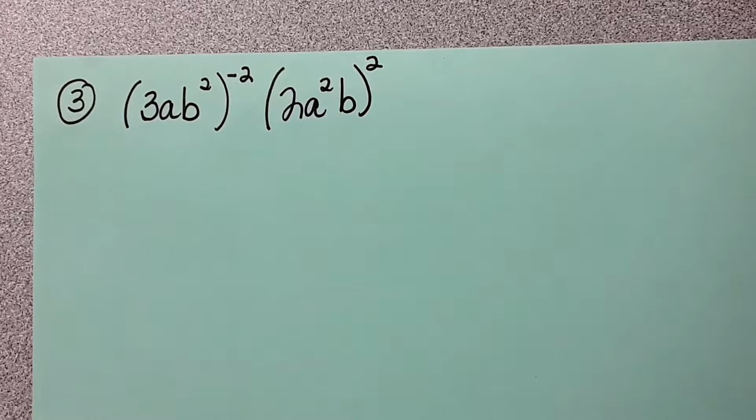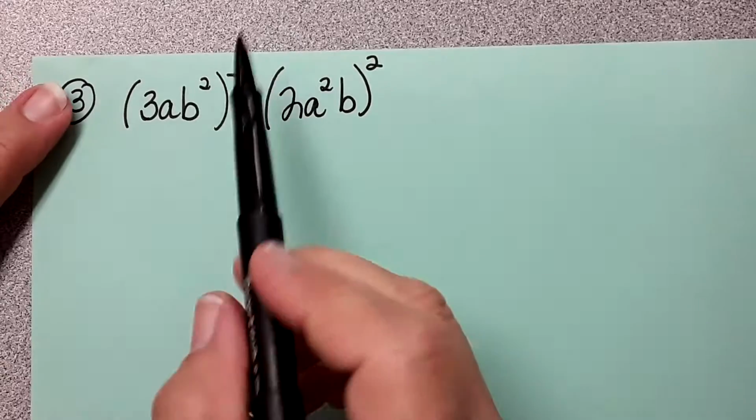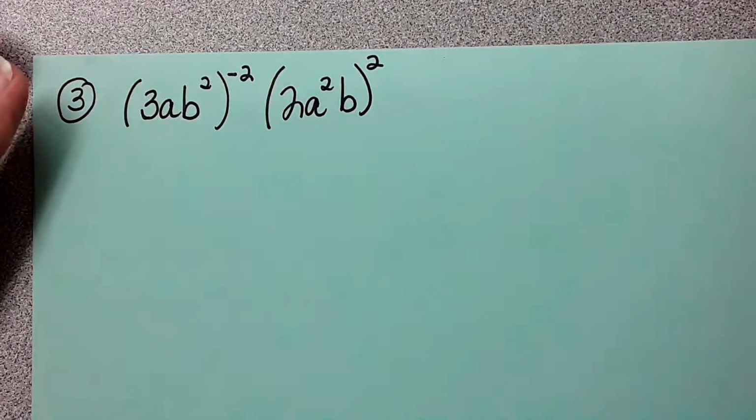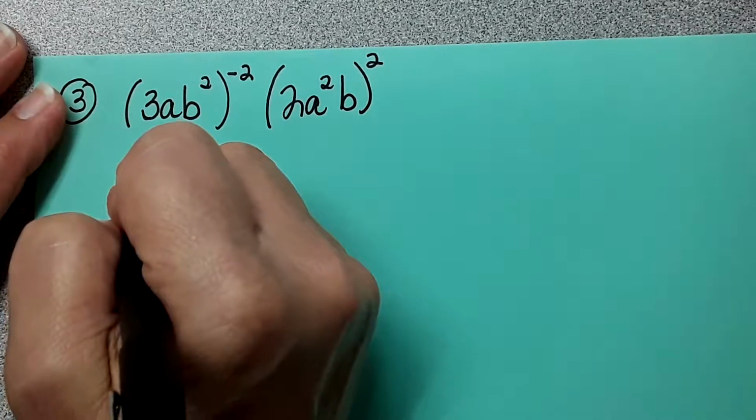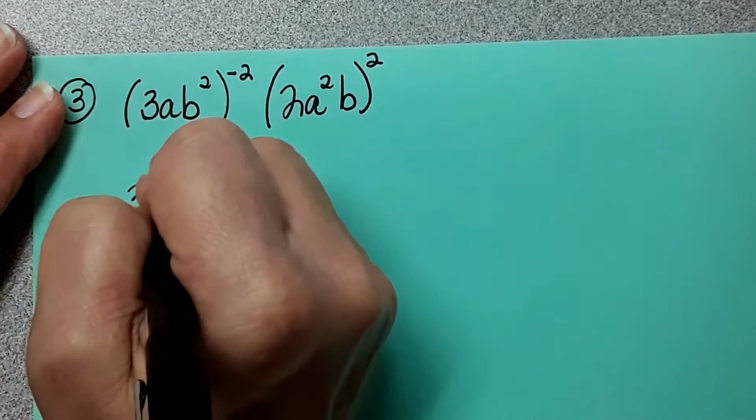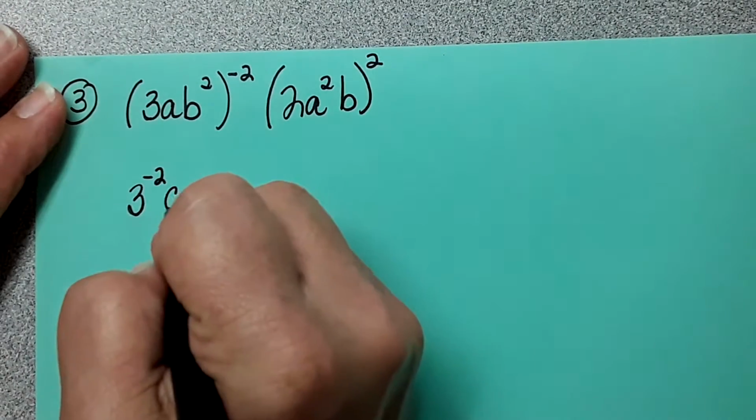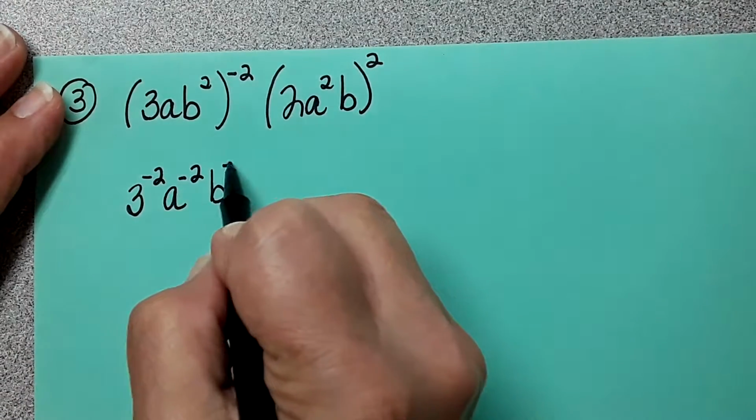Problem number 3. So when you do a problem like this, negative 2, because it's on the outside of the parentheses, is going to be distributed. So remember, if anything doesn't have an exponent, it's 1. So 1 times negative 2 is negative 2. So this becomes 3 to the negative second power. A is a 1. 1 times negative 2, so it becomes a to the negative 2 power. And then b to the negative fourth power.